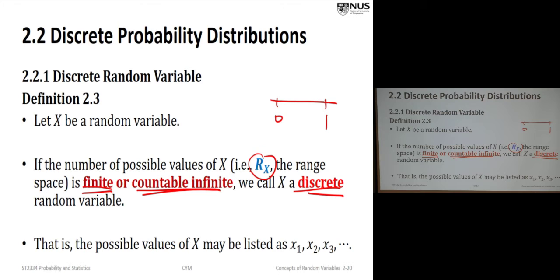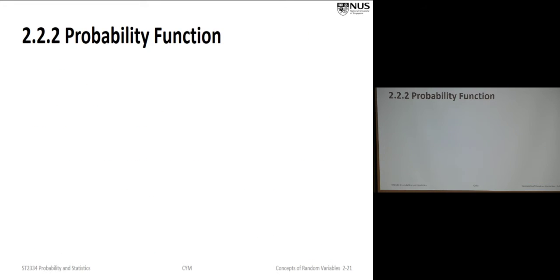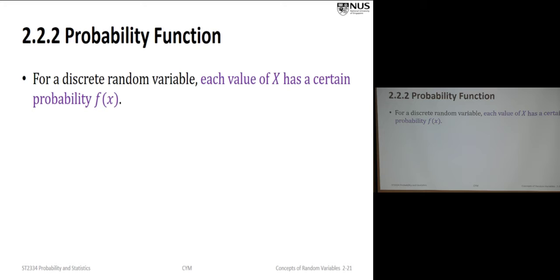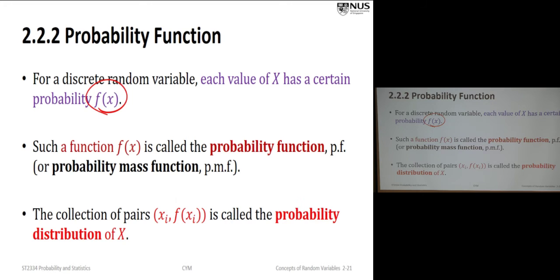Since they can be counted or are finite, I can represent them by x1, x2, x3 up to some number, or continue until infinity. So a probability function for a discrete random variable assigns a probability to each value of the random variable, represented by f of x. In other words, f of x is the probability that the random variable equals x.